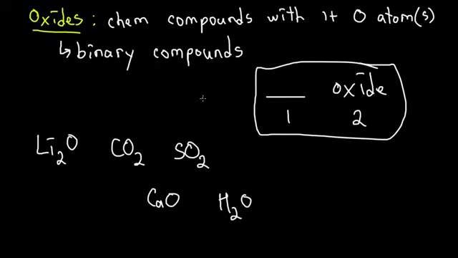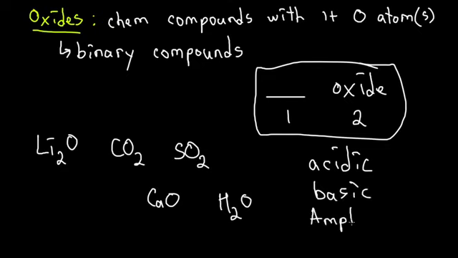One of the most important things that we have to know about oxides for the exam is we have to know which oxides are acidic in nature, which oxides are basic in nature, which oxides are amphoteric in nature, and which oxides would be neutral in nature. Let's first discuss the properties of acidic oxides. They're also commonly known as acid anhydrides.